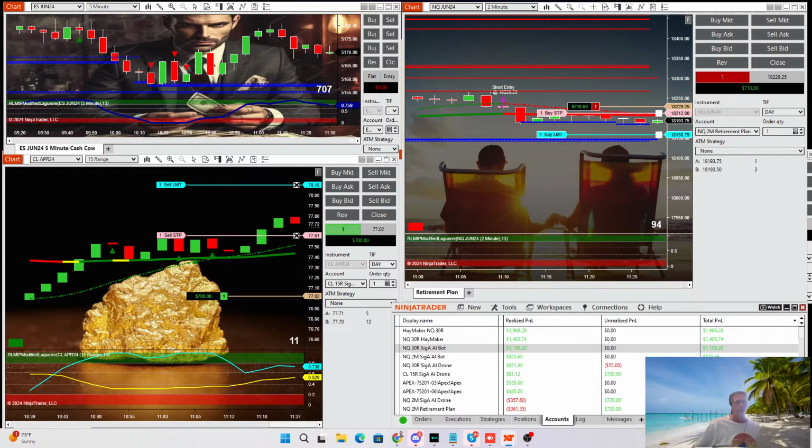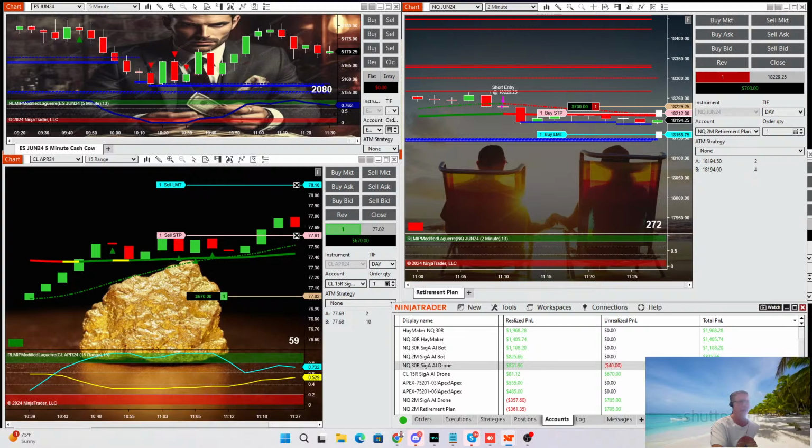The stops and profit targets were in more ideal locations on that 30 range. Signal A AI bot and the Signal A AI drone is at 825.